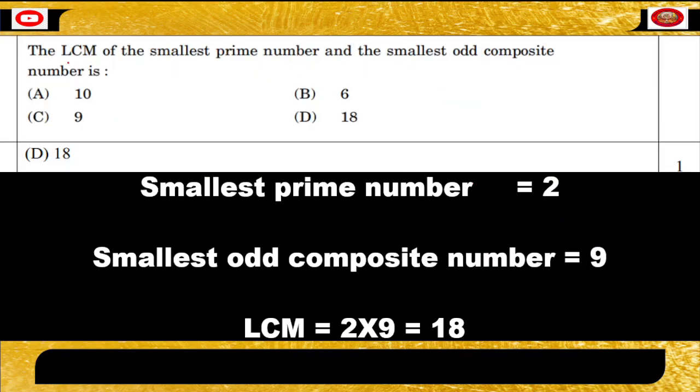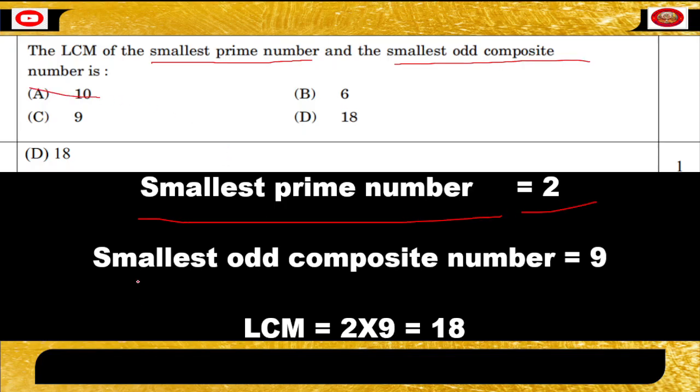Next question. The LCM of the smallest prime number and the smallest odd composite number. The smallest prime number is 2. The smallest odd composite number is 9. 2 and 9 do not come in one table. That means the LCM of 2 and 9 is 2 nines, which is 18.